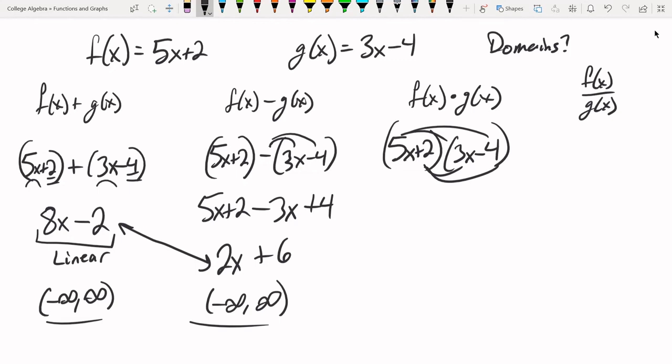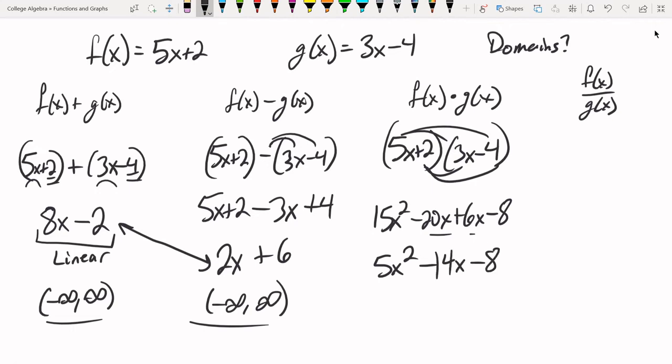5x times 3x is 15x squared. 5x times negative 4 is negative 20x. 2 times 3 is plus 6x, and 2 times negative 4 is negative 8. Combining like terms gives us 5x squared minus 14x minus 8, which is a quadratic. It is a power of 2, so it's a quadratic function. This is just a special polynomial. Polynomial still has negative infinity to infinity.